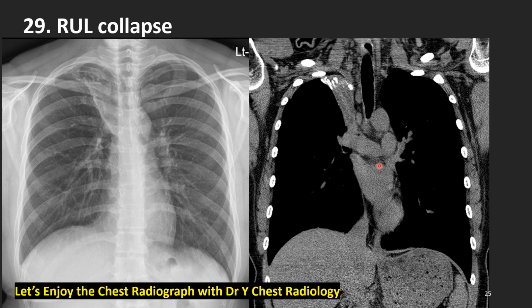Let's compare with coronal non-contrast CT. This is a dilated bronchus filled with secretion, bronchiectasis, and distal calcifications. This is also a fluid-filled bronchus. We used to call this a fluid bronchogram, right upper lobe collapse after tuberculosis.